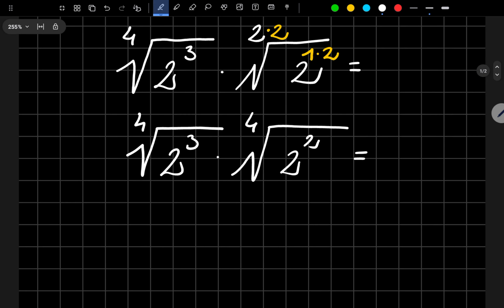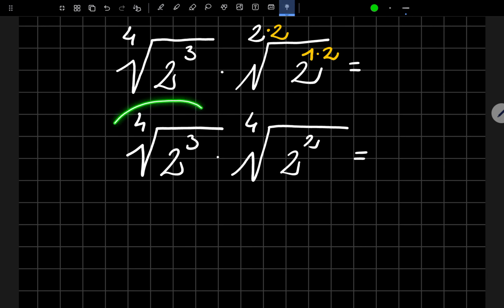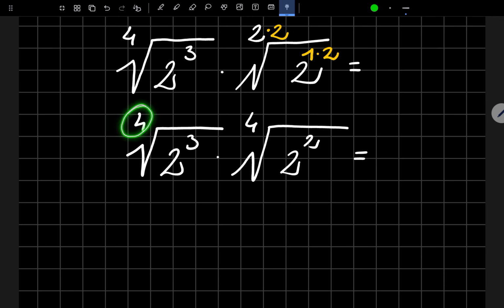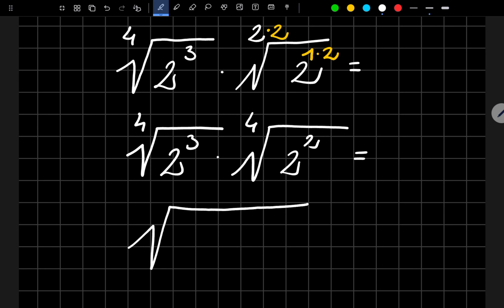Now, given we have the product of two radicals with the same index, we can write the radicands under the same radical symbol. That means I will write the fourth root of 2 to the power of 3 times 2 to the power of 2.